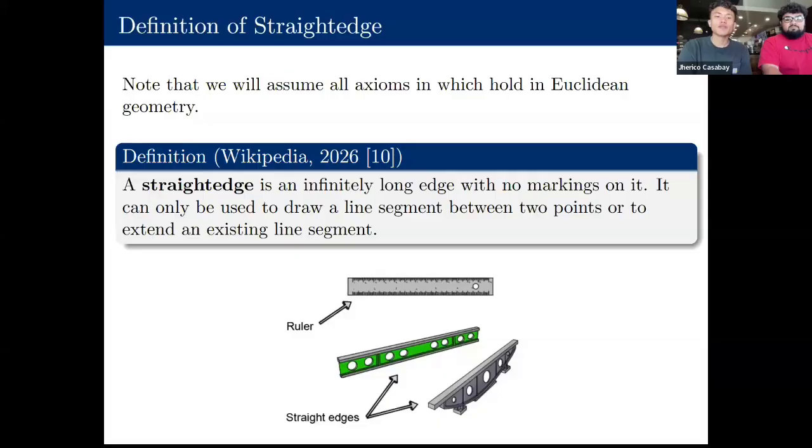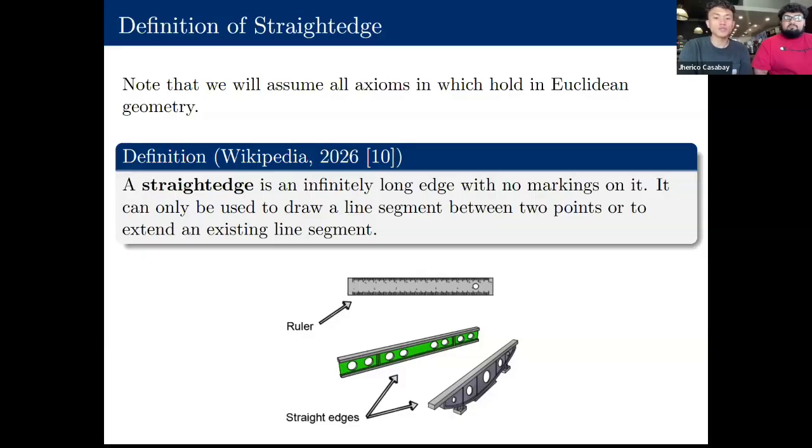So to begin, we wanted to first note that we will assume all the axioms that hold in Euclidean geometry. And one of the first tools we use for straight edge and compass constructions is a straight edge. We can think of a straight edge as a ruler that has no markings and is infinitely long.